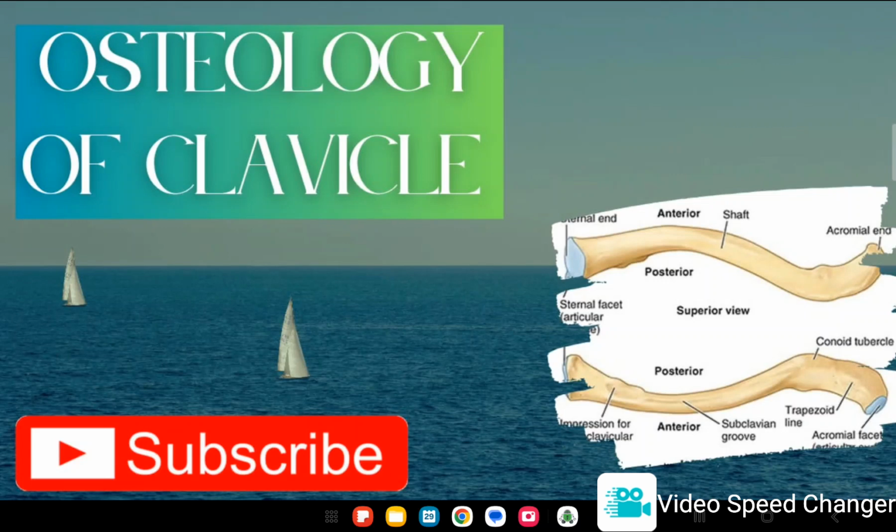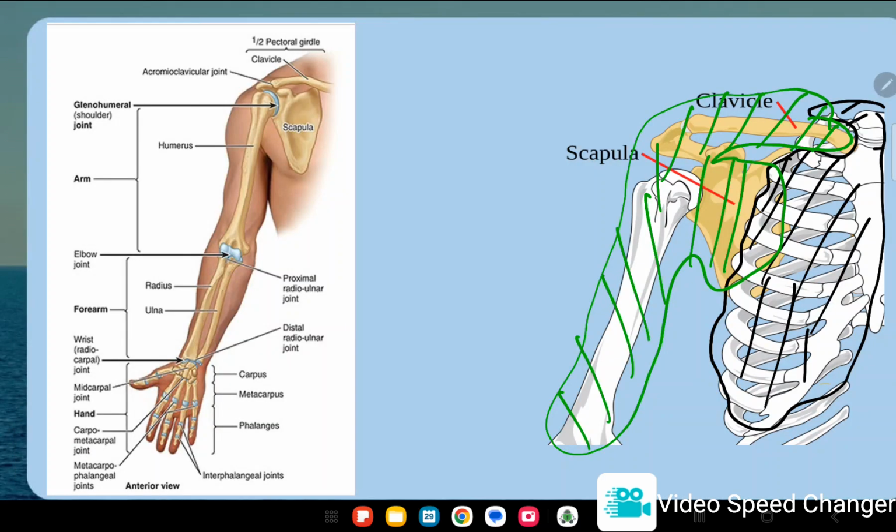The first part is the overview of the clavicle. So clavicle is actually a long bone. Number two, clavicle connects the axial skeleton with the appendicular skeleton. Let me show you. You can see here this whole area in black: the rib cage, the manubrium of the sternum, and the vertebrae. These all are part of the axial skeleton. Here are the clavicle, scapula, and humerus. They are part of the appendicular skeleton.